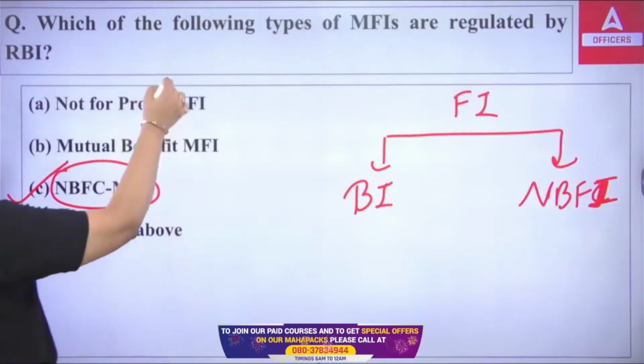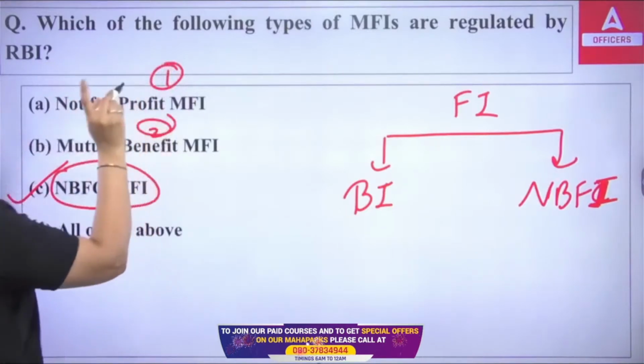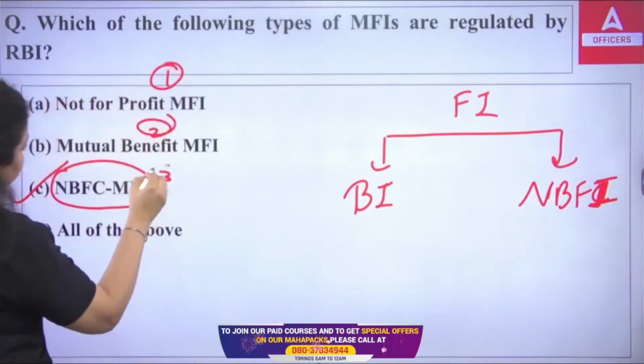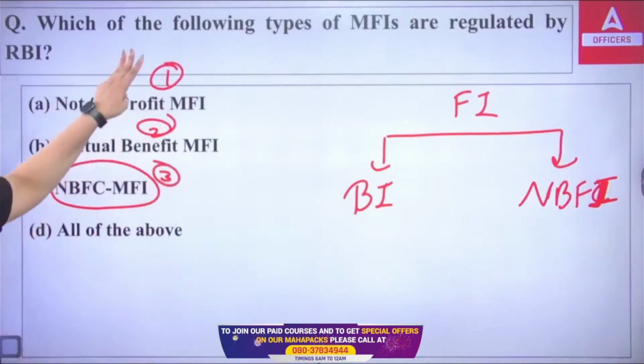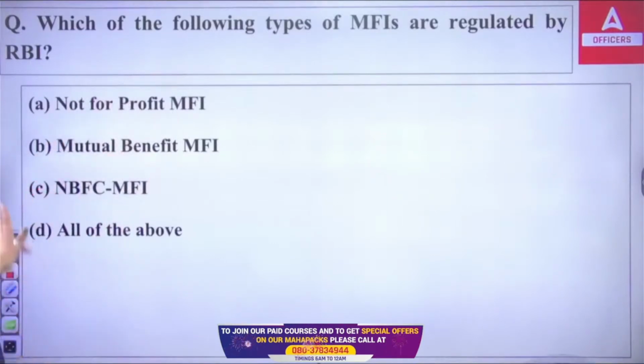So there are three types. The first type is not-for-profit MFI, the second type is mutual benefit MFI, and the third type is your NBFC MFI. Do remember there are three types, and out of these three, only NBFC MFI will be regulated by RBI. The right answer will be option C.